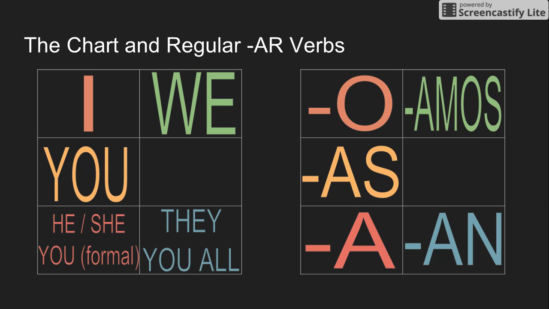So if you want, you can take a screenshot or save this. You should already be a little familiar with AR ending verbs. But the way these charts work is that we have I, you, he, she, or you formal, we, and they, or all of you. And they correspond with the boxes over here, where we would change the AR at the end of cantar or any other AR verb, and we would substitute it with the O to mean I sing, or an AS for you sing, and so on.